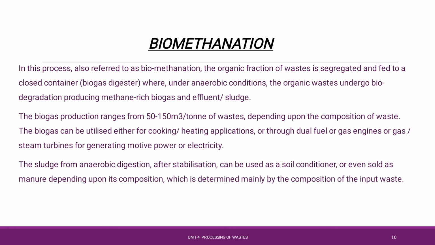Usually the biogas production obtained from the waste biomass is about 50 to 150 meter cube per ton. Based on the composition of the waste, the efficiency of biogas generation varies. The biogas obtained from this method of anaerobic digestion can be utilized for cooking as well as heating, and it can also be utilized as a fuel for gas engines and steam turbines to generate electricity. The final sludge obtained from the anaerobic digestion can be used as a soil conditioner, the same as the compost obtained from the process of composting.